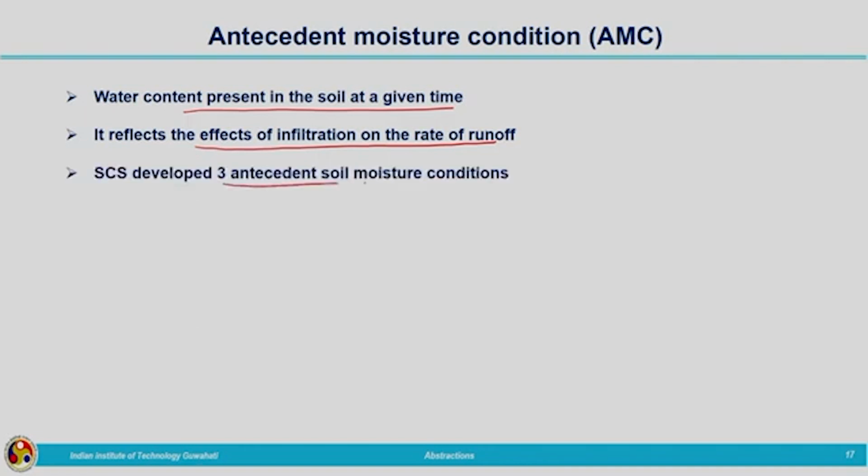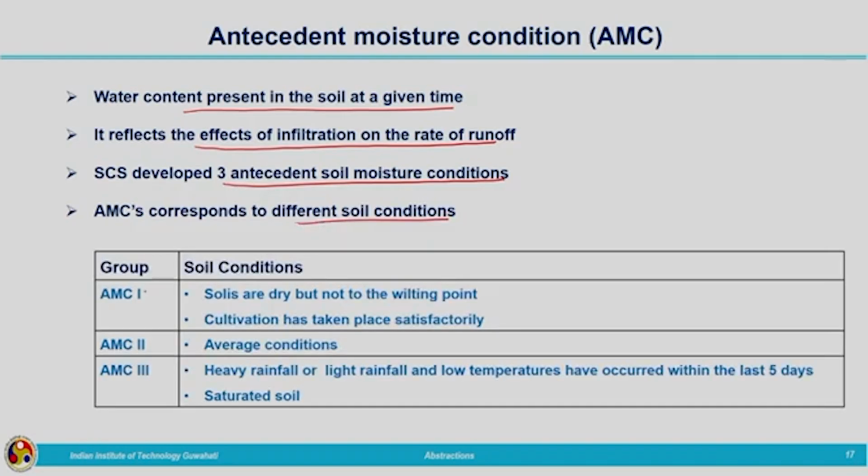SES developed 3 antecedent soil moisture conditions. Those are corresponding to different soil condition: AMC1, AMC2 and AMC3. So, soil conditions are, AMC1 is corresponding to soil which is under dry condition. Dry condition does not mean that it is at the level of wilting point, but the soil condition is considered as dry based on the moisture content, and cultivation has taken place satisfactorily.